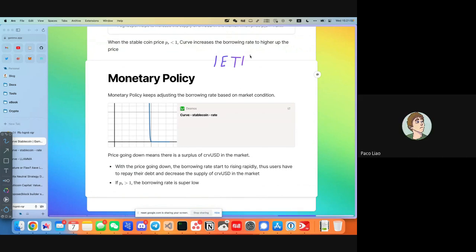Okay. So if you deposit 1 ETH and you borrow maybe 1,000 Curve USD, right? So your debt is 1,000. This is your debt. And your debt will increase at the borrowing rate. Let's say the borrowing rate is 2% per year. So after a year, your debt will be 1,020. So this is how the rate changes the debt. If the rate is 20%, after a year, your debt will be 1,200.